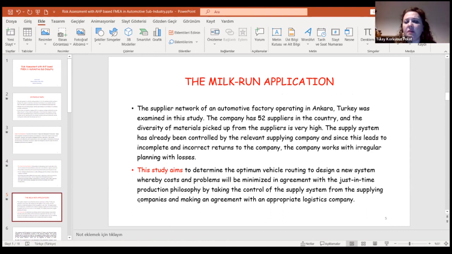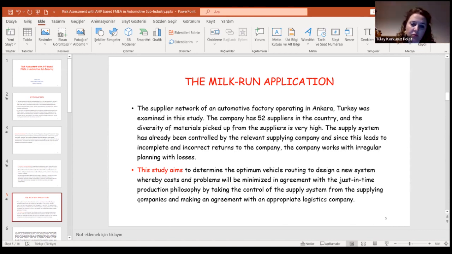The company has 52 suppliers in the country, and the diversity of materials picked up from the suppliers is very high. The supply system has been controlled by the relevant supplying companies, and since this leads to incomplete and incorrect returns, the company works with irregular planning and losses.